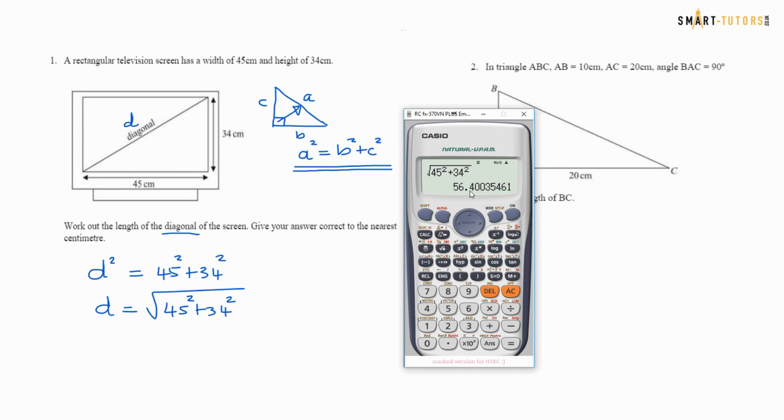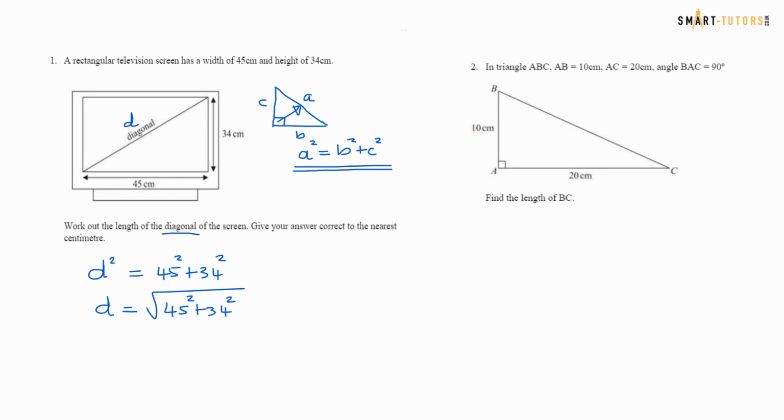To the nearest centimeter, the 4 is smaller than 5, so 56 centimeters is the answer. The diagonal of the television is 56 centimeters. That is the answer for my first question.